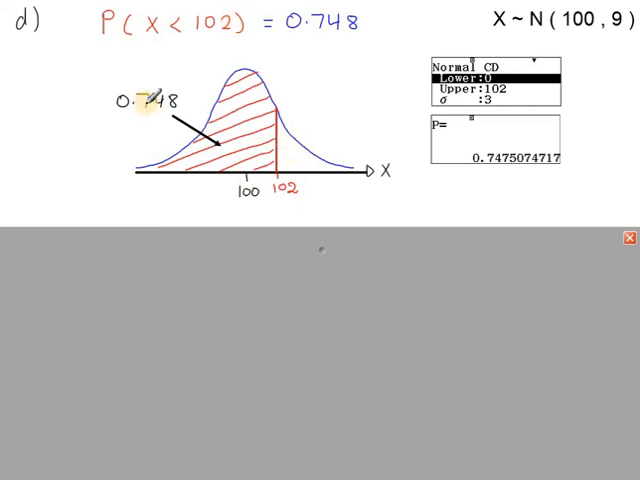Now on a sketch, you should always write probabilities on the top, so above this line, and below this line write down values of your random variable. So avoid doing things like this. That causes confusion between the numbers.